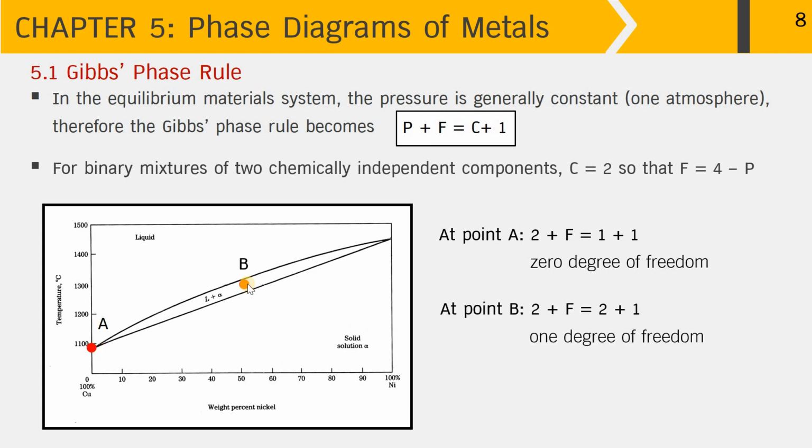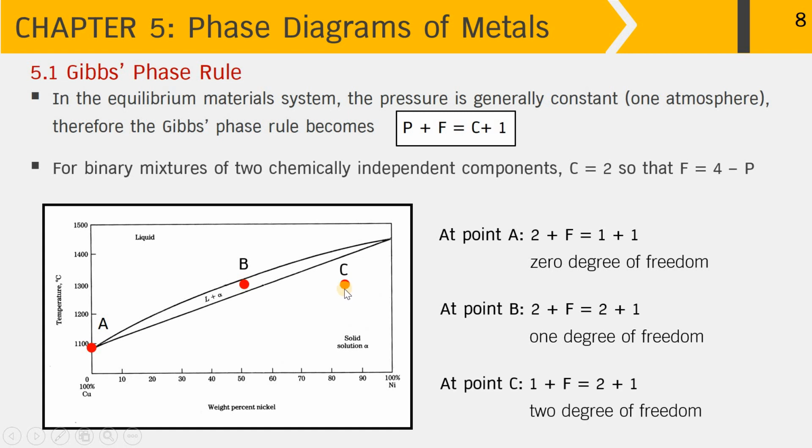Now let's consider point B, which is in the region that contains two phases, liquid and the alpha solid solution. According to the Gibbs phase rule, we still have two phases over here. But in the B region, we have two components, copper and nickel. So over here you have 1 degree of freedom to change either the composition or the temperature and stay in two phases.